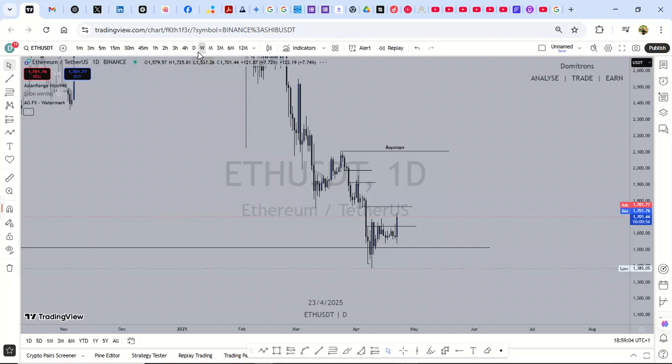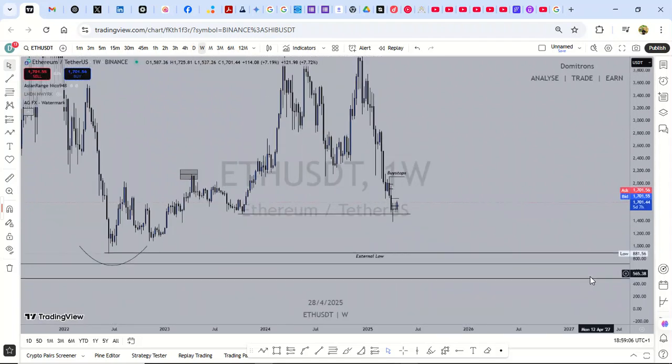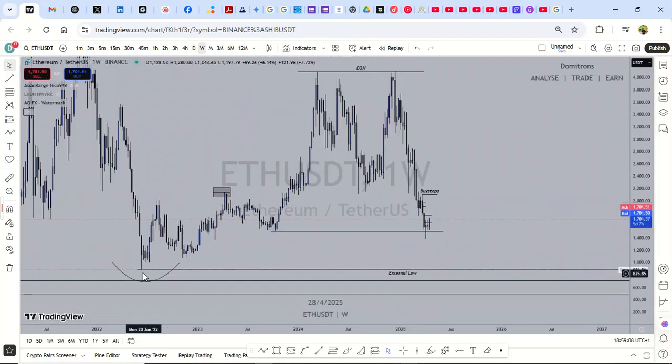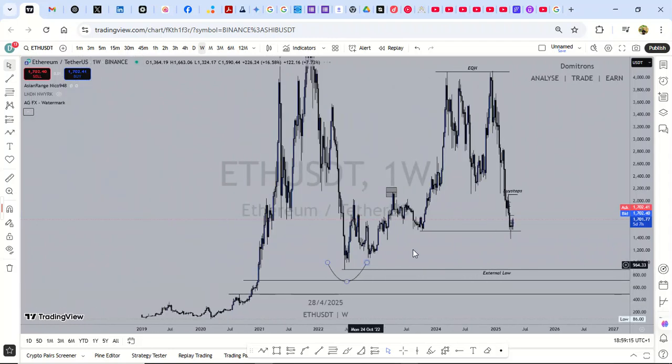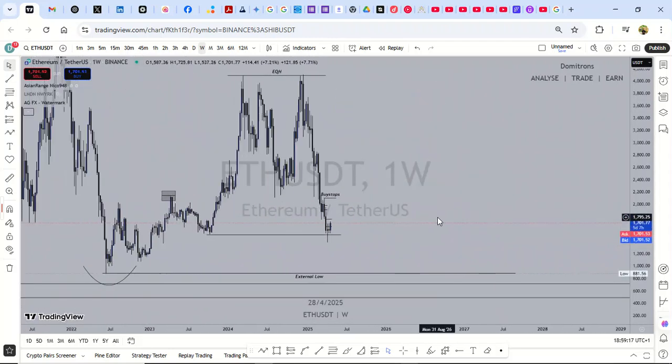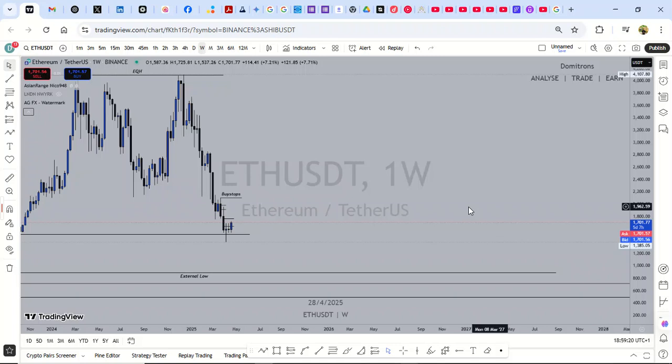Yes guys, so that is all I can explain right now for Ethereum. I still have eyes on this liquidity resting on this sell stop. So that is all I can say for now guys.